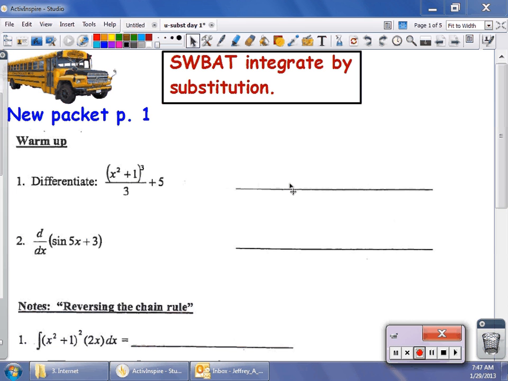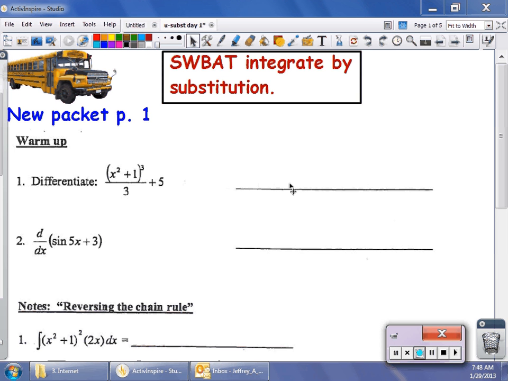In this video, we're going to continue our discussion of integration, and we're going to do some indefinite integration. However, we're going to learn how to reverse the chain rule, and one of the strategies that we'll use to reverse the chain rule is the substitution method.